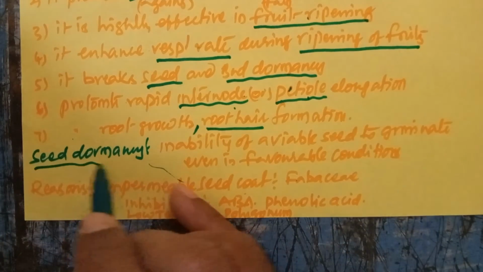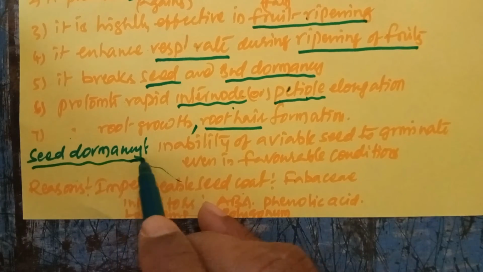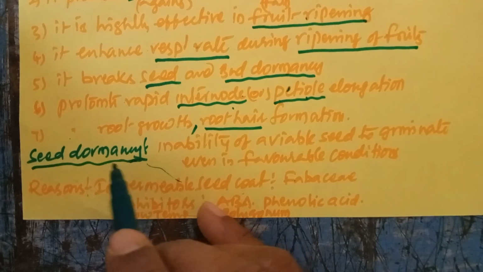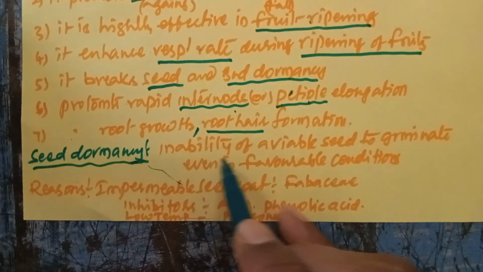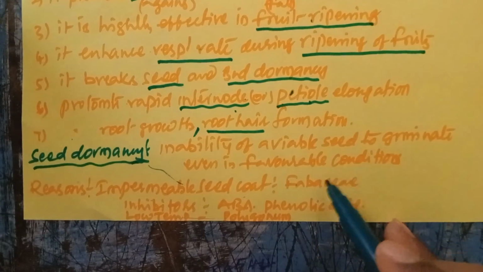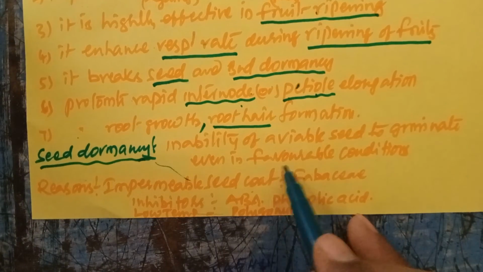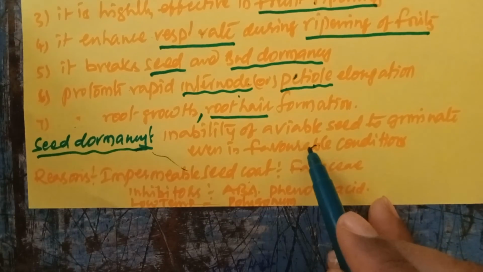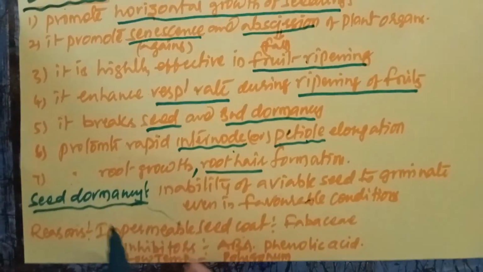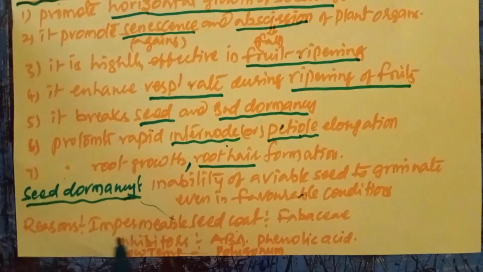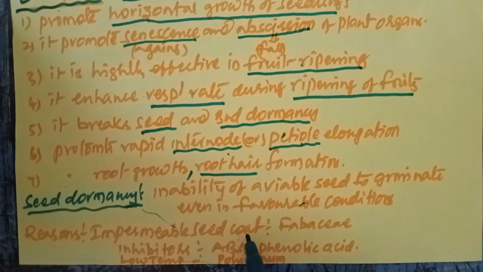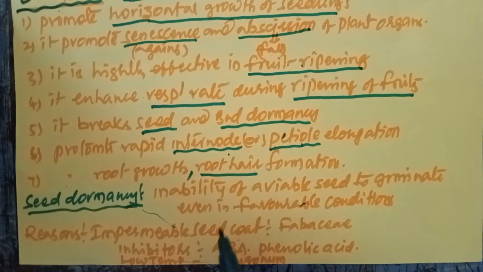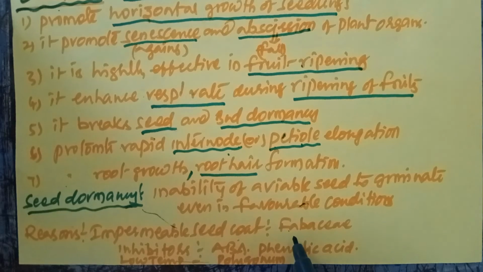Now the last one is seed dormancy. Seed dormancy means actually the sleeping condition of seed. Otherwise, the inability of a viable seed to germinate even in favorable conditions. What is the reason for seed dormancy? There are different reasons. One is an impermeable seed coat. When the seed coat is rigid in nature, the seed will not germinate.